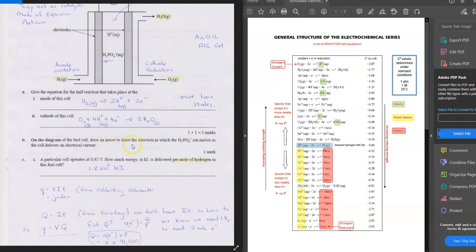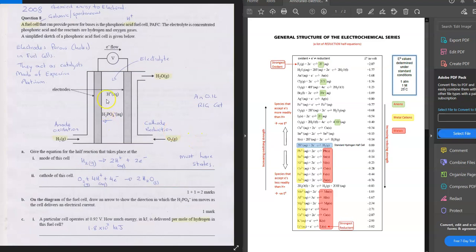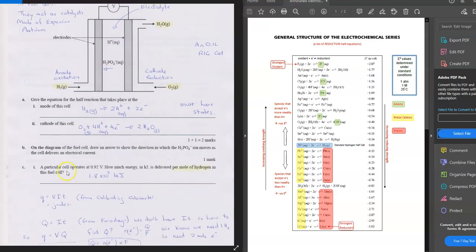On the diagram, draw an arrow to show the direction in which these negative ions move. If we're losing negatives from this side, then you're replacing that with negatives to balance the charge. The positive ions would move over here, positive and negative would cancel each other out and balance the charge. A particular cell operates at that many volts, so that is a way of looking at its energy, but how much energy in joules is delivered by 1 mole of hydrogen in this fuel cell?